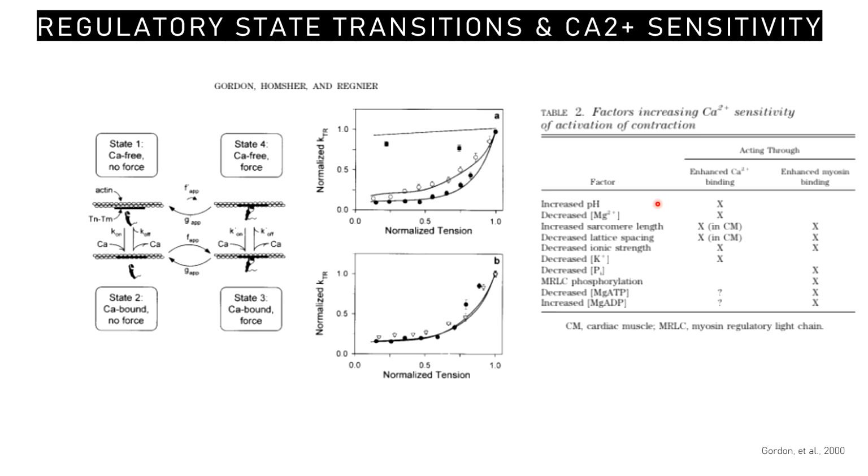The factors on Table 2 which promote myosin binding are increased sarcomere length, decreased lattice spacing, activation of neighboring cross bridges, and MRLC phosphorylation, which make actin more available for myosin attachment.